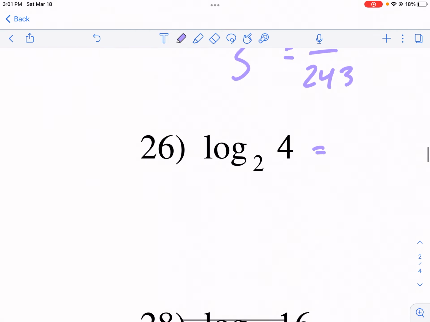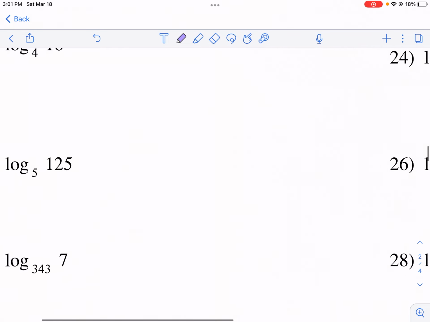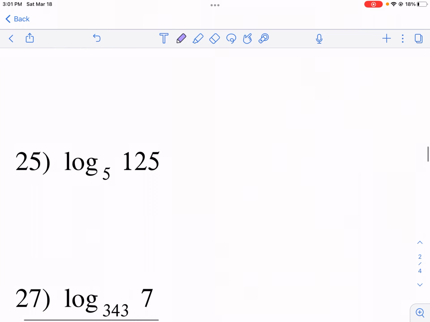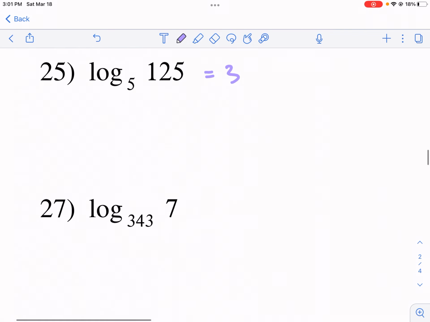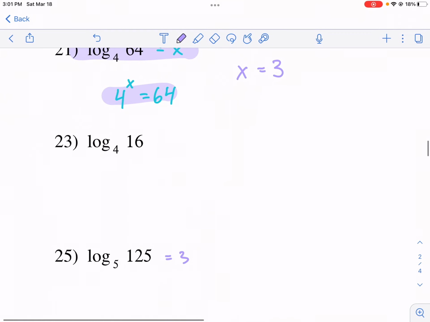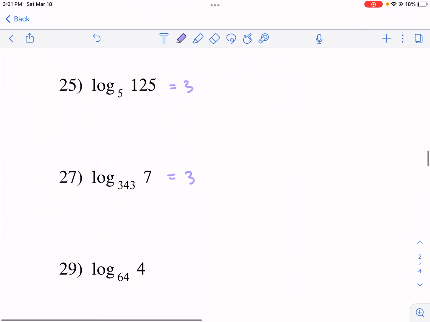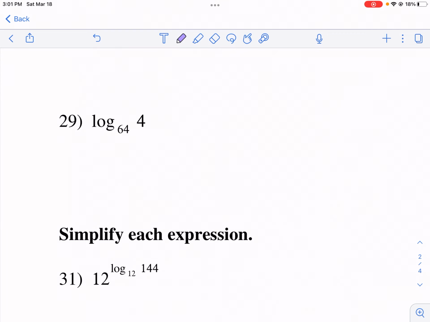So this one's obvious. We just do to the second power. 2 squared equals 4. Over here, 5 to the third power equals 125. 7 to the third power equals 343. 4 squared. Okay, so a lot of these are pretty simple. Here's a good one. We have 64 to some power equals 4. Actually, I'm not sure. So let's see.